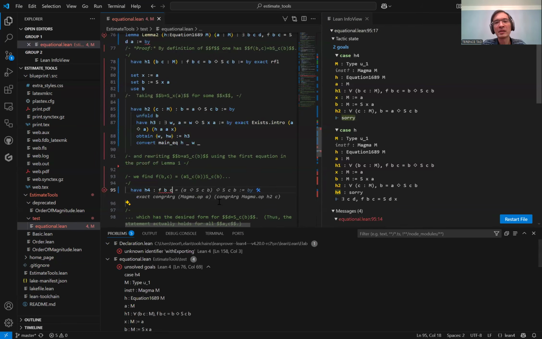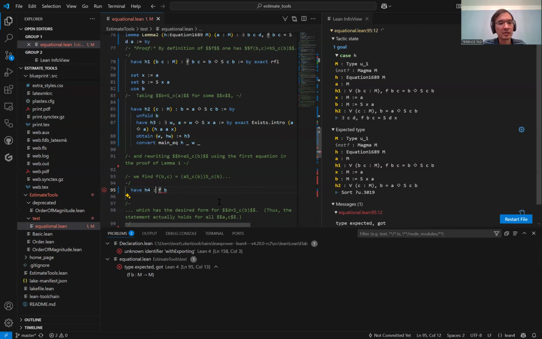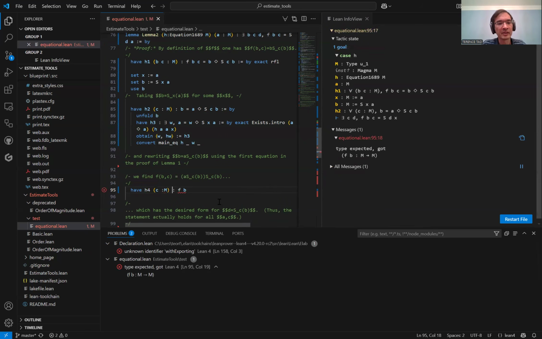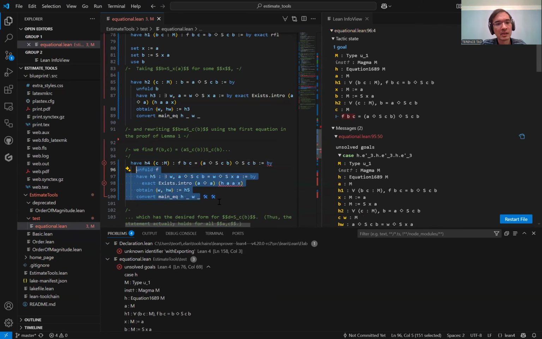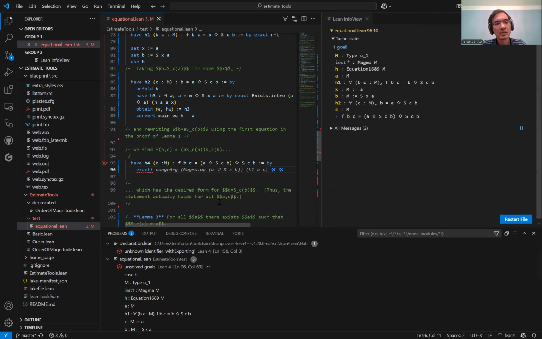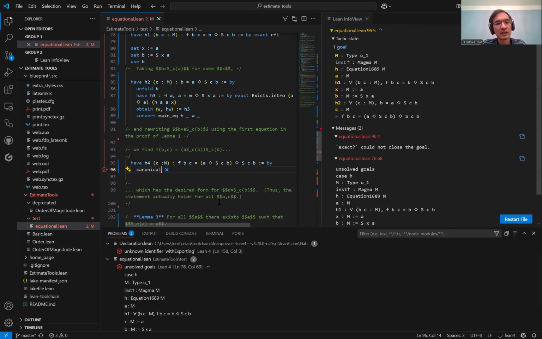FBC, is C defined for me yet? Not yet, so I actually need to declare it. FBC should equal A times SE. Ah, thank you. Is this okay?